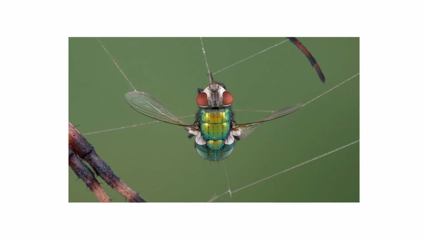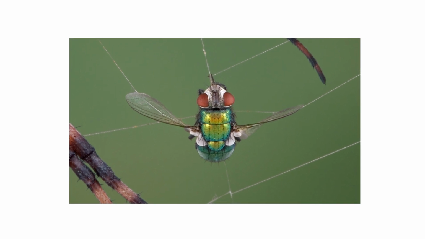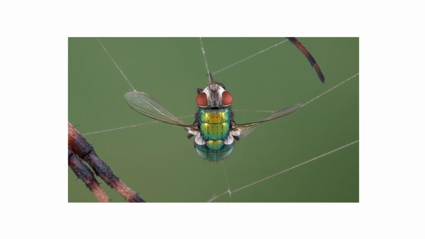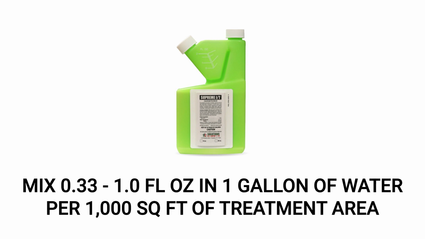invading your home. These pests serve as the spider's food source, so with these pests gone, funnel web spiders will have less reason to invade your home. Mix a solution at the product's labeled rate of 0.33 fluid ounces to 1 whole fluid ounce of Supreme IT per 1 gallon of water over 1,000 square feet. Use the higher amount if you're dealing with a heavy pest infestation.